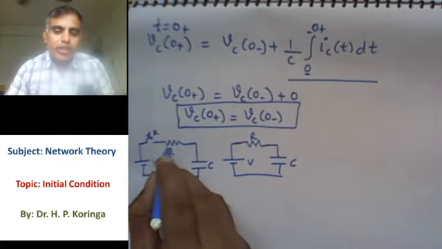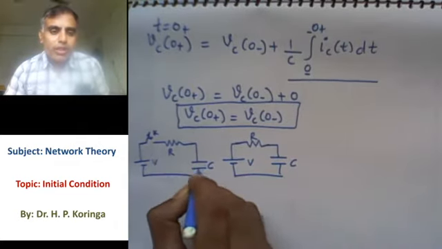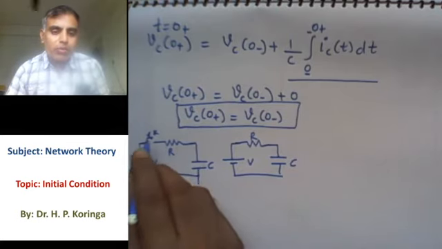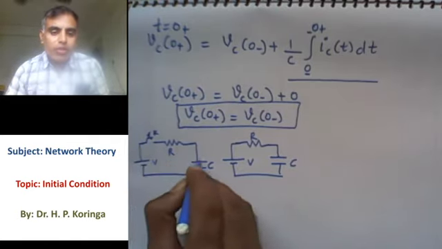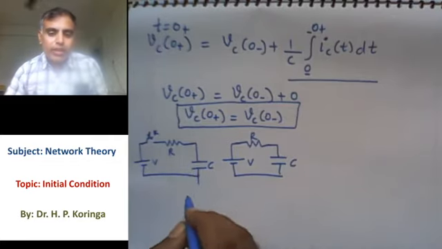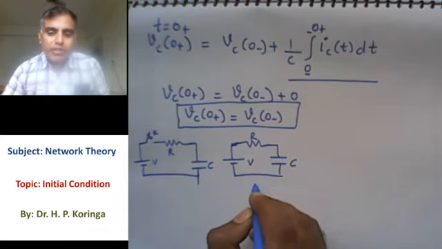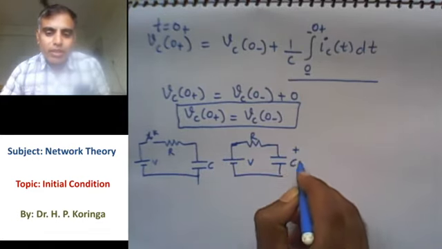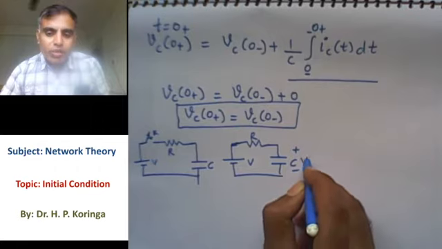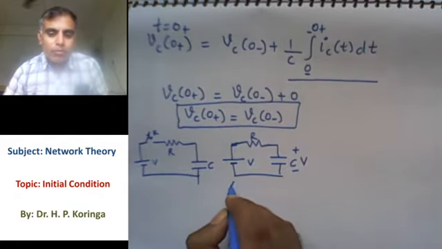it initially works as a short circuit, because initially there is no voltage across the capacitor before the switching. Let me first explain it at infinite time. At infinite time the capacitor is fully charged, so the voltage across the capacitor reaches the supply voltage.